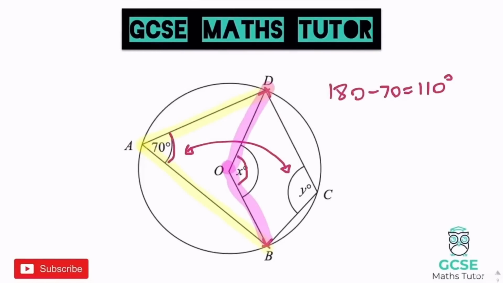So to work out angle x, and this first one we did was y, to work out angle x we would just do 70 times 2, double it, and that would give us 140 degrees. And again, that would be accompanied by the reason: angles at the centre are double angles at the circumference when they're made from the same arc. So our two answers here are 110 degrees and 140.